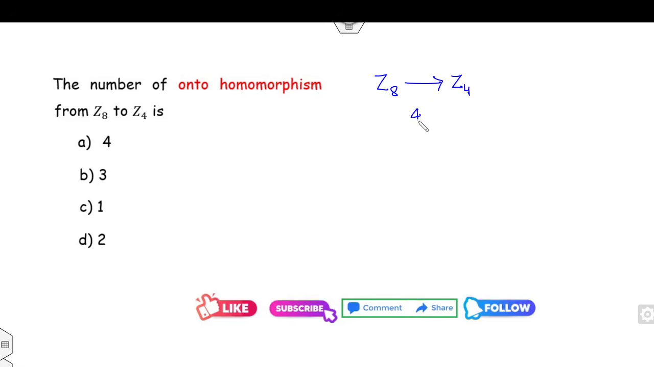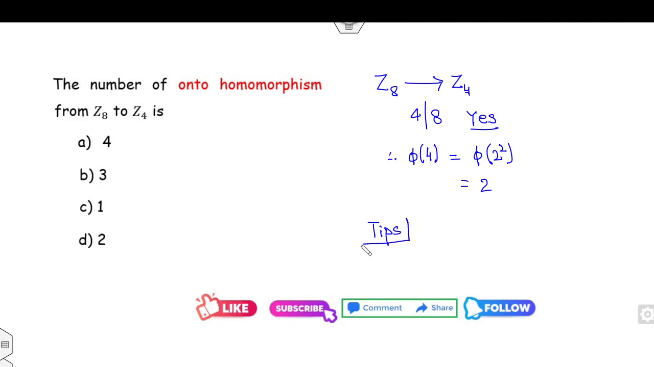So clearly 4 divides 8. Yes. So the number of onto homomorphisms is phi of n, and phi of n I can write as 2 squared. So the answer is 2.